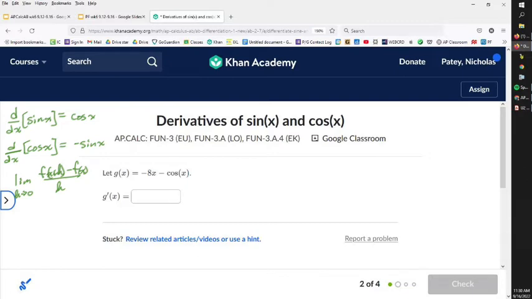Okay, so let's do this. We're taking the derivative of g, and what we got here with g, we have two parts to it that are subtracting. And whenever you have two parts that are subtracting or adding, you can split them up and take the derivative of each of those individually. Like, we can take the derivative of negative 8x. The derivative of negative 8x is negative 8.